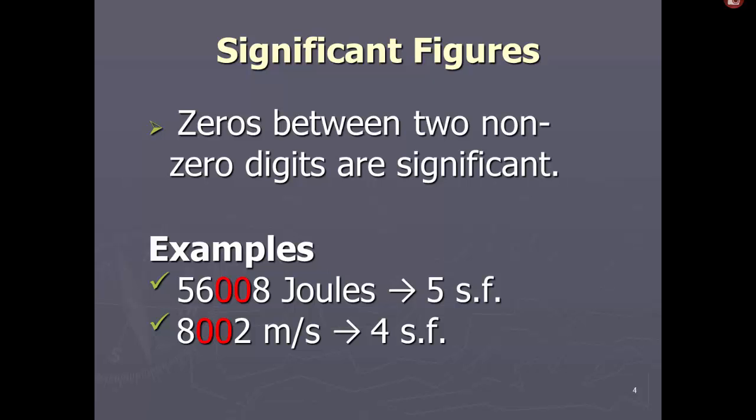Another straightforward significant figure rule is that zeros between two non-zero digits are significant. So here you have zeros between two non-zero digits, 6 and 8. So you have a total of 5 digits here, 5 significant figures. Between 8 and 2 you have 2 zeros, 800. That's pretty straightforward as well.